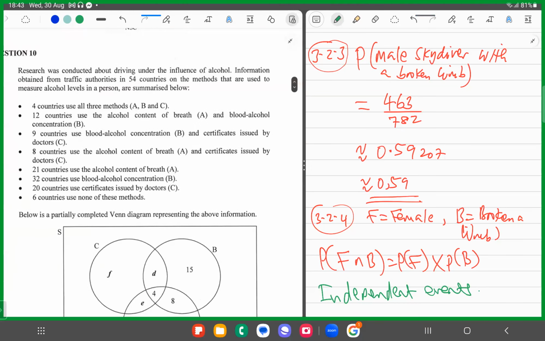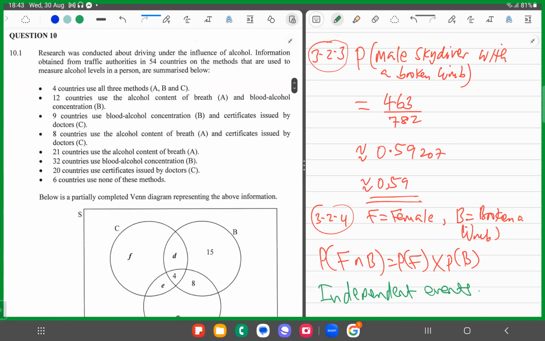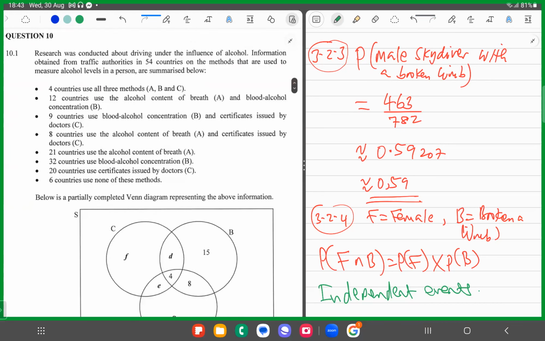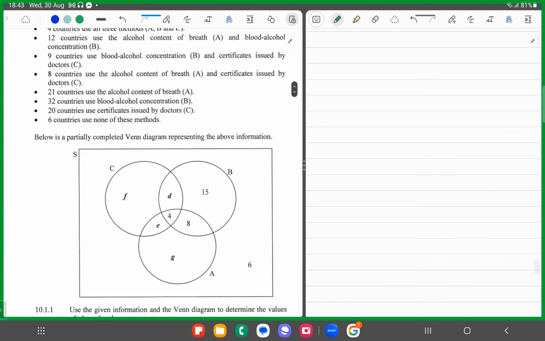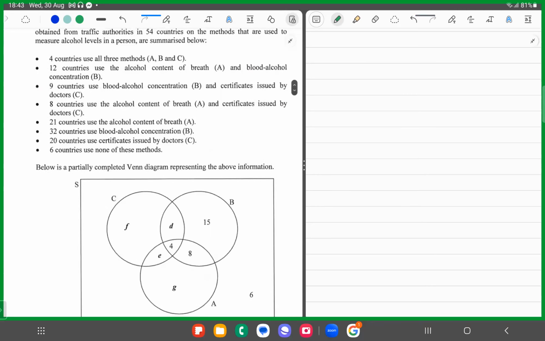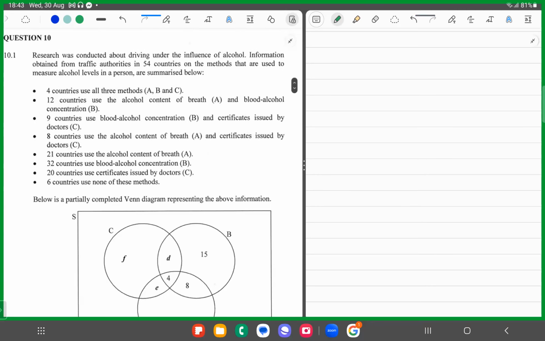This next question is question 10, and question 10 is very interesting. It looks at another Venn diagram with three events, A, B, and C. Let's just go through the question together. Question 10. This question is a very, very interesting question, and we spend time on it because it is most certainly nice and sweet.